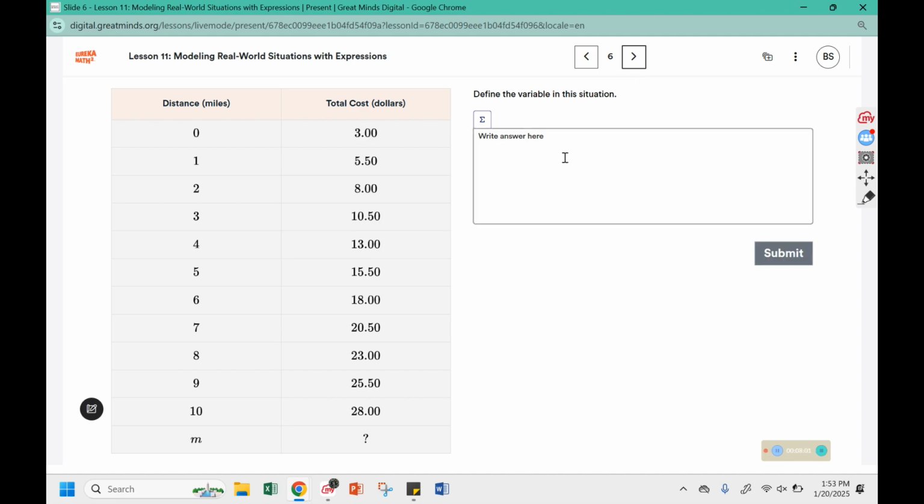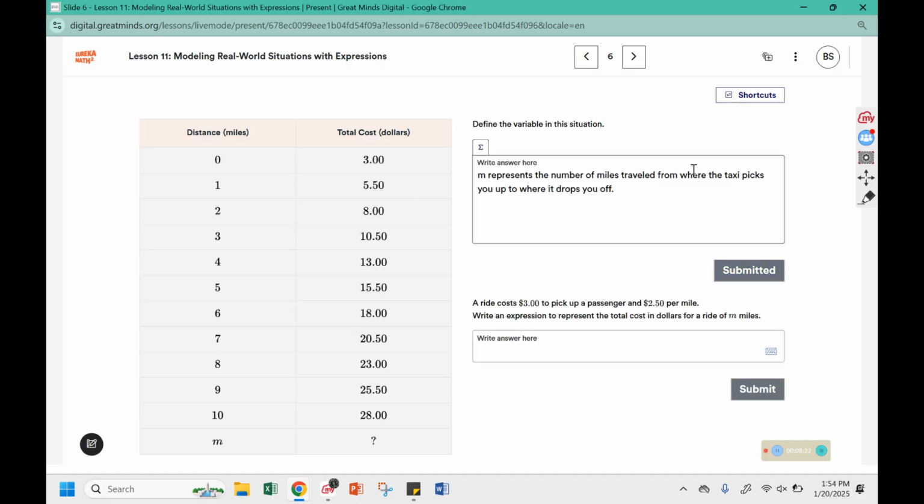Define the variable in this situation. M represents the number of miles traveled from where the taxi picks you up to where it drops you off. A ride costs $3 to pick up a passenger and $2.50 per mile. Write an expression to represent the total cost for a ride of M miles. So we get charged $2.50 per mile, so it's 2.50 times the number of miles plus the $3.